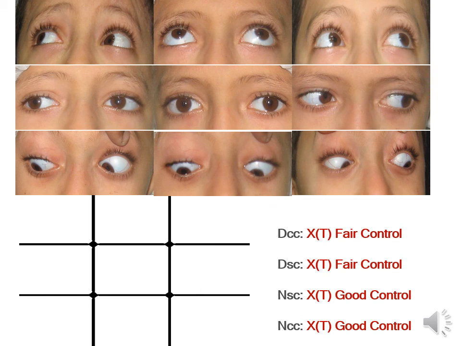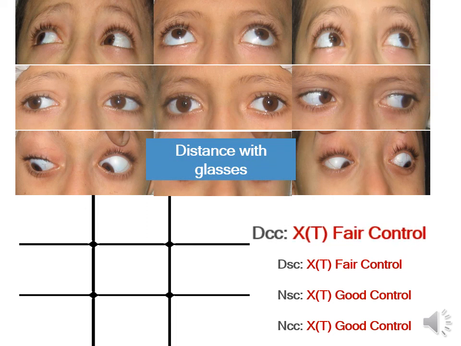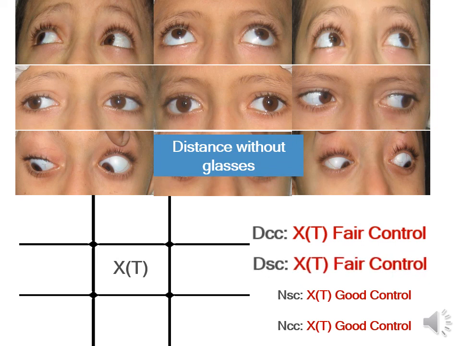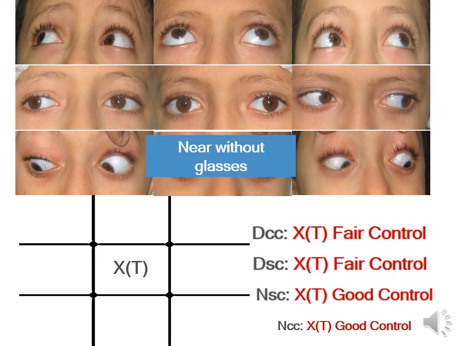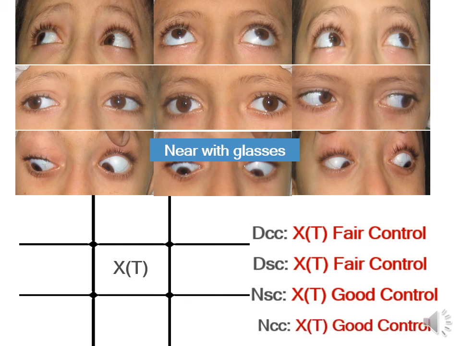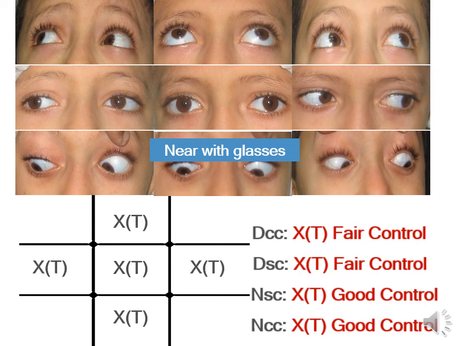We start by evaluation of the muscle balance in the primary position. This is done 4 times. The first of them is for distance with glasses, and this is usually written in the central square of the tic-tac-toe plot. Then it is repeated for distance without glasses, for near without glasses, and for near with glasses. While there are 9 diagnostic positions of gaze, many don't test the muscle balance in the tertiary positions of gaze, which are the oblique gazes. However, it is mandatory to test and document the muscle balance in the secondary positions of gaze.